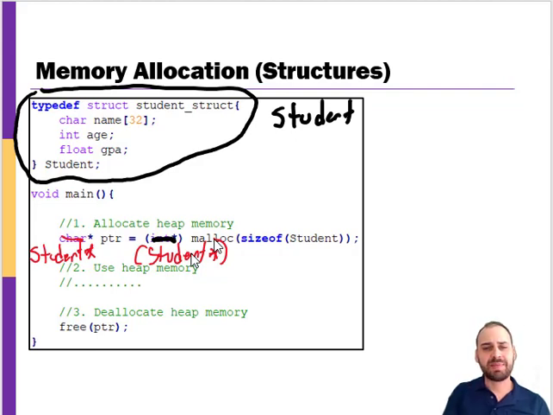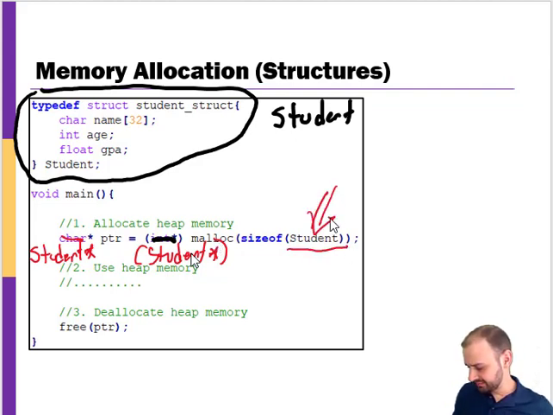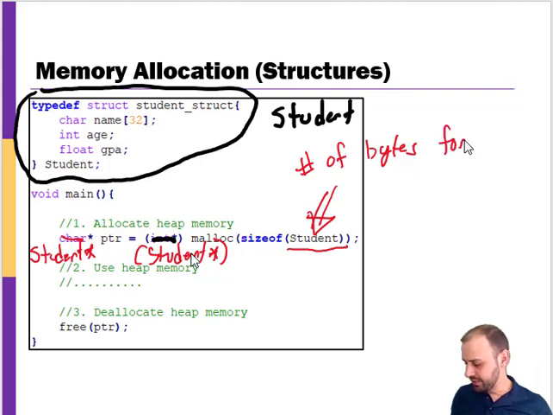If you understand how that space is allocated for us, keep in mind we're passing in here the sizeof, which is going to automatically determine the number of bytes for a student structure.